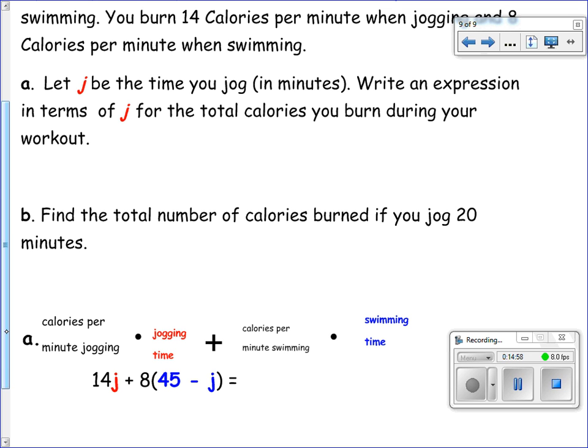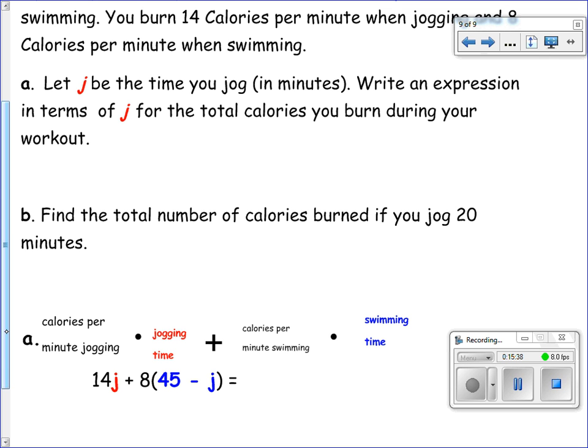Plus, how many calories do you burn when you swim? 8. So I'm going to take A and take the 45 minutes and subtract however much time I'm jogging. Because you're jogging and swimming in those 45 minutes. And that's going to equal something. So 14 calories for jogging, 8 calories for swimming. That is our A part. B, they want to find the total number of calories burned if you jog 20 minutes. Where am I going to substitute the 20 in this expression? Yes? Where the red J is.